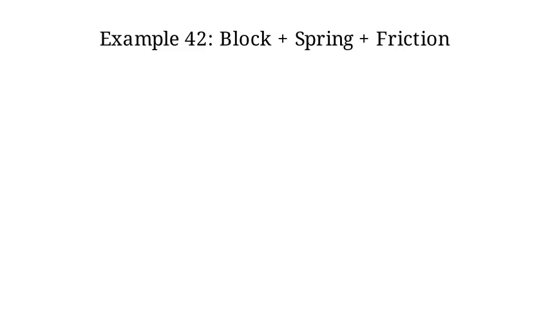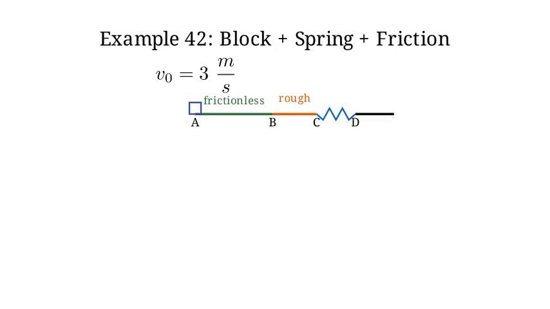Let's draw the setup. We have a horizontal track. Point A to B is smooth, and B to C is rough. A spring sits from C to D with length 1 meter. The block starts at A with an initial speed of 3 meters per second.